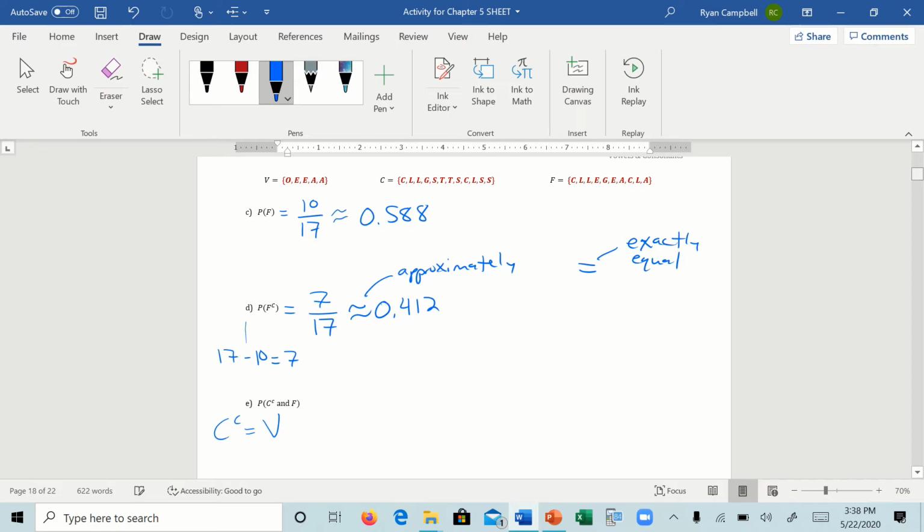So looking at F and V, what are the ones in common? Remember, and means it's in both. Well, we see that we have an E in both of them. We have another E in both of them. We have an A in both of them, and we have another A in both of them. So how many do they have in common? They have 4. Out of a total of how many? Still 17. Right? And when we divide that out, we get about 0.235.